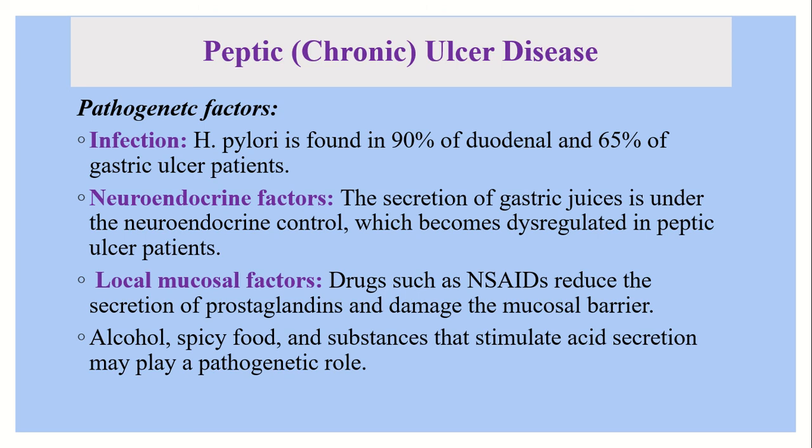The pathogenetic factors of peptic ulcer disease: infection, for example, Helicobacter pylori is found in 90% of duodenal and 65% of gastric ulcer patients. Neuroendocrine factors: the secretion of the gastric juice is under neuroendocrine control, which becomes dysregulated in peptic ulcer patients. Then local mucosal factors, drugs such as non-steroid anti-inflammatory drugs that reduce the secretion of prostaglandins and damage the mucosal barrier. Alcohol, spicy food, and substances that stimulate acid secretion may play a pathogenetic role.